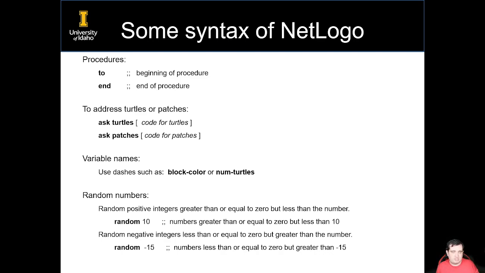That happens in a lot of languages. Sometimes they're inclusive, sometimes they're not. And notice those are integers, so those are whole numbers only. Random negative integers, it's the same way, but just going in the negative direction. So it's going to choose numbers less than or equal to 0, but greater than negative 15. So yeah, it goes down to the number, but not inclusive. Again, very similar to a lot of languages.